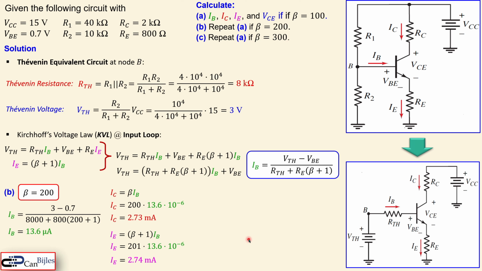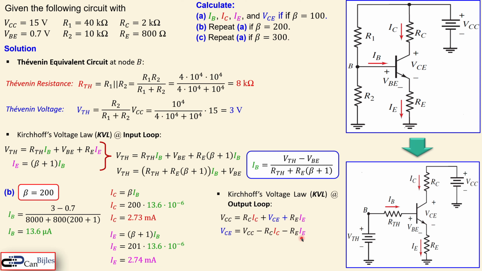2.74 milliamps. Okay, now, again, using the Kirchhoff's current law in this output loop, we can set up this equation again and then rewrite this such that we get the VCE. And if I now substitute everything, the new values for the collector current and also the emitter current, you will get 7.36 volts. That's for the situation B.